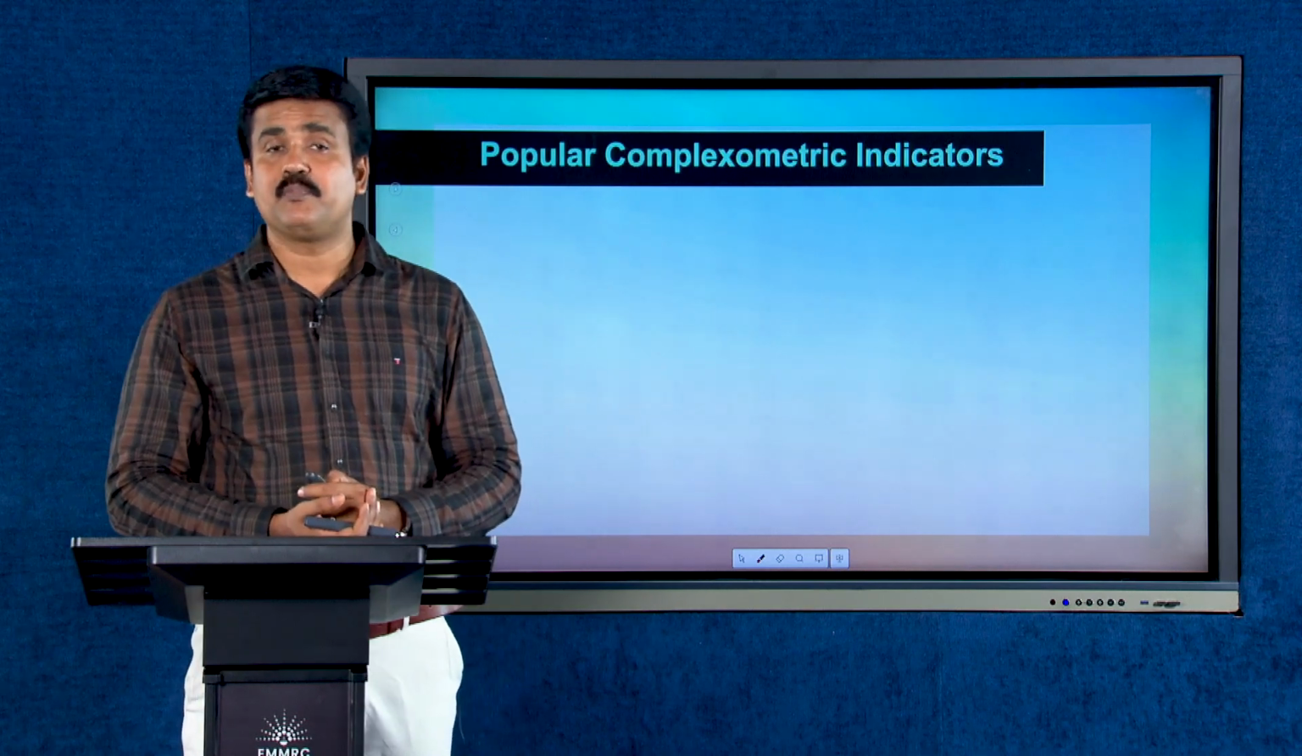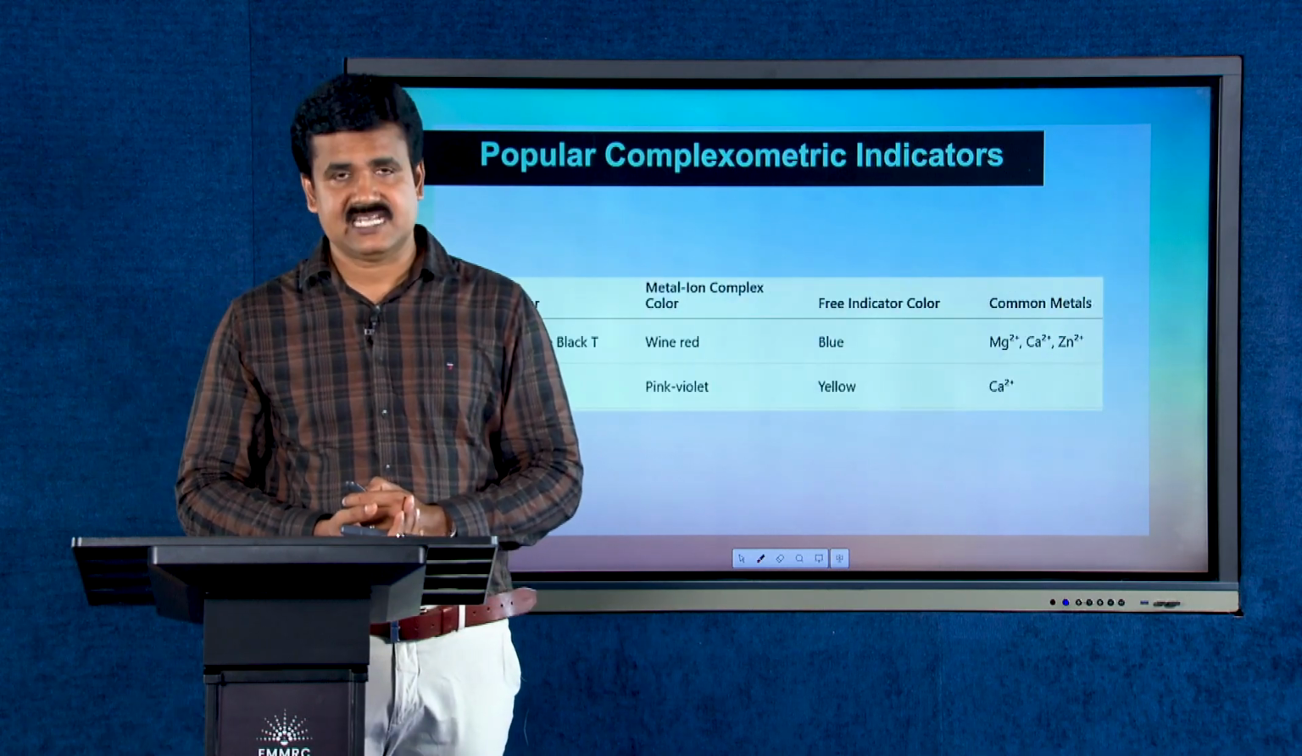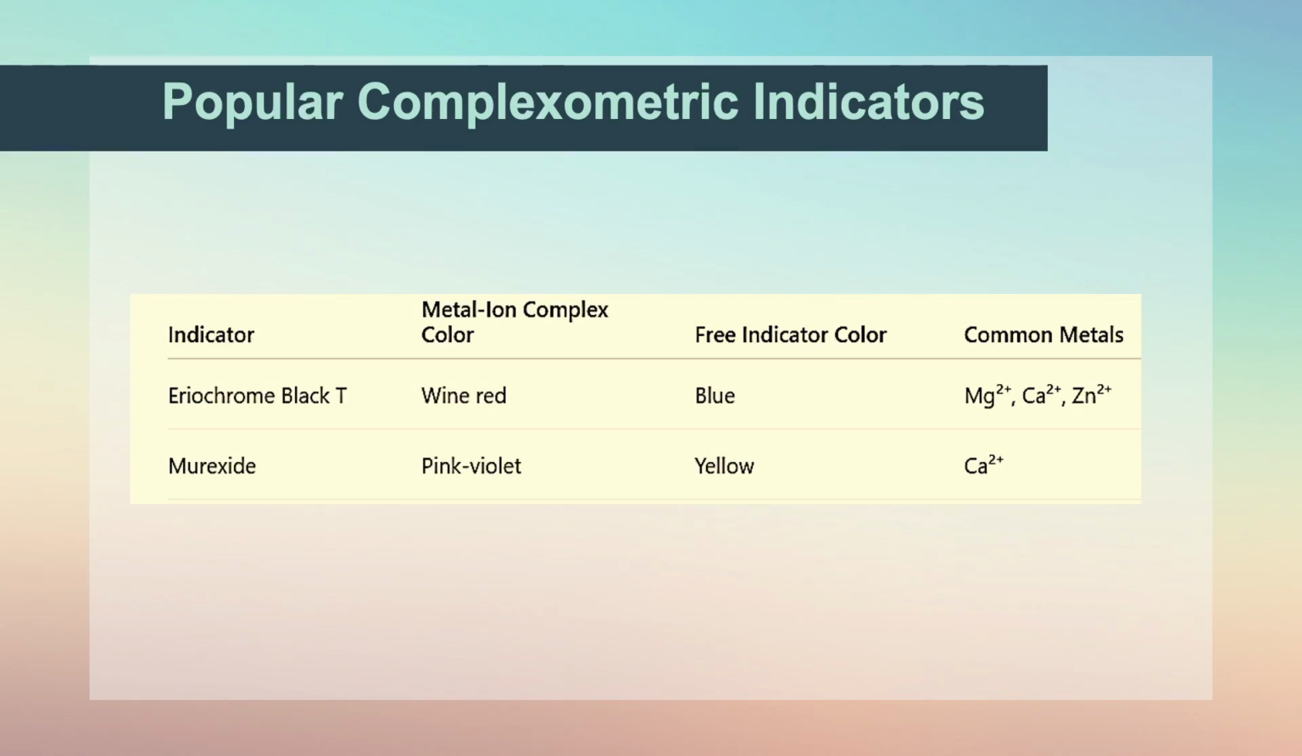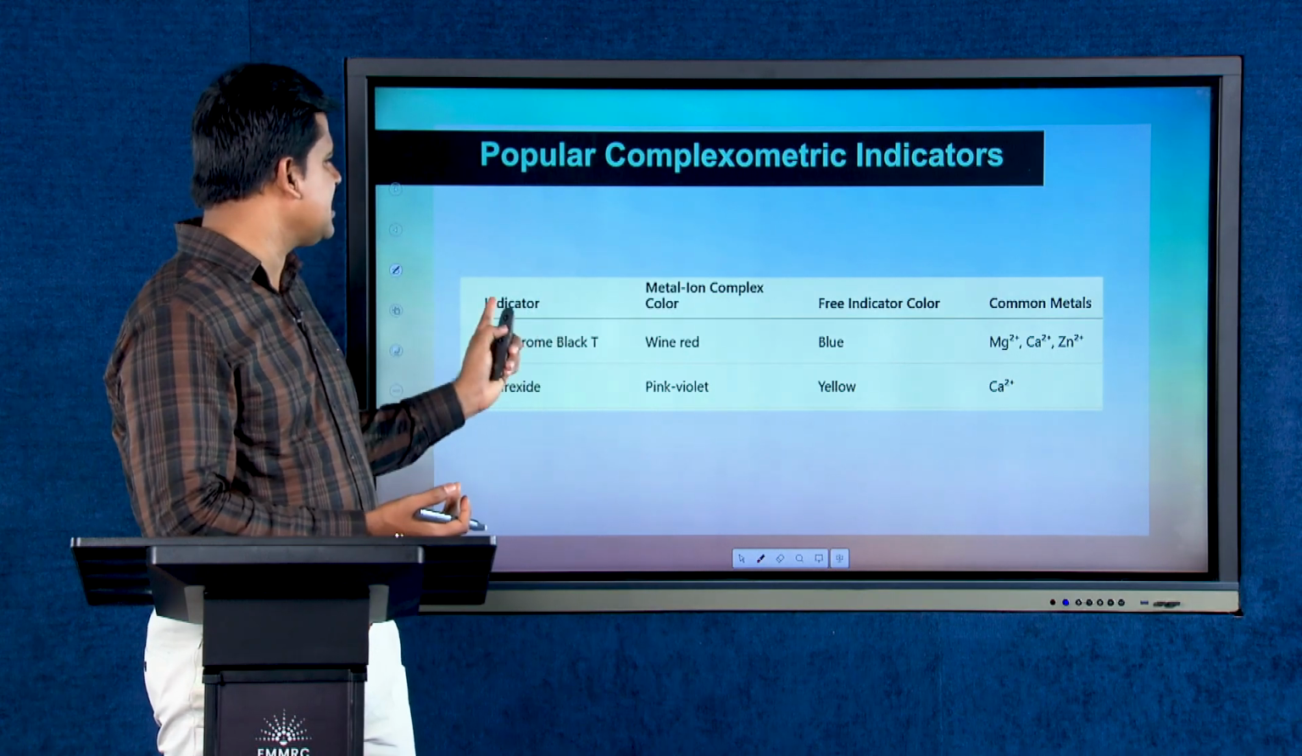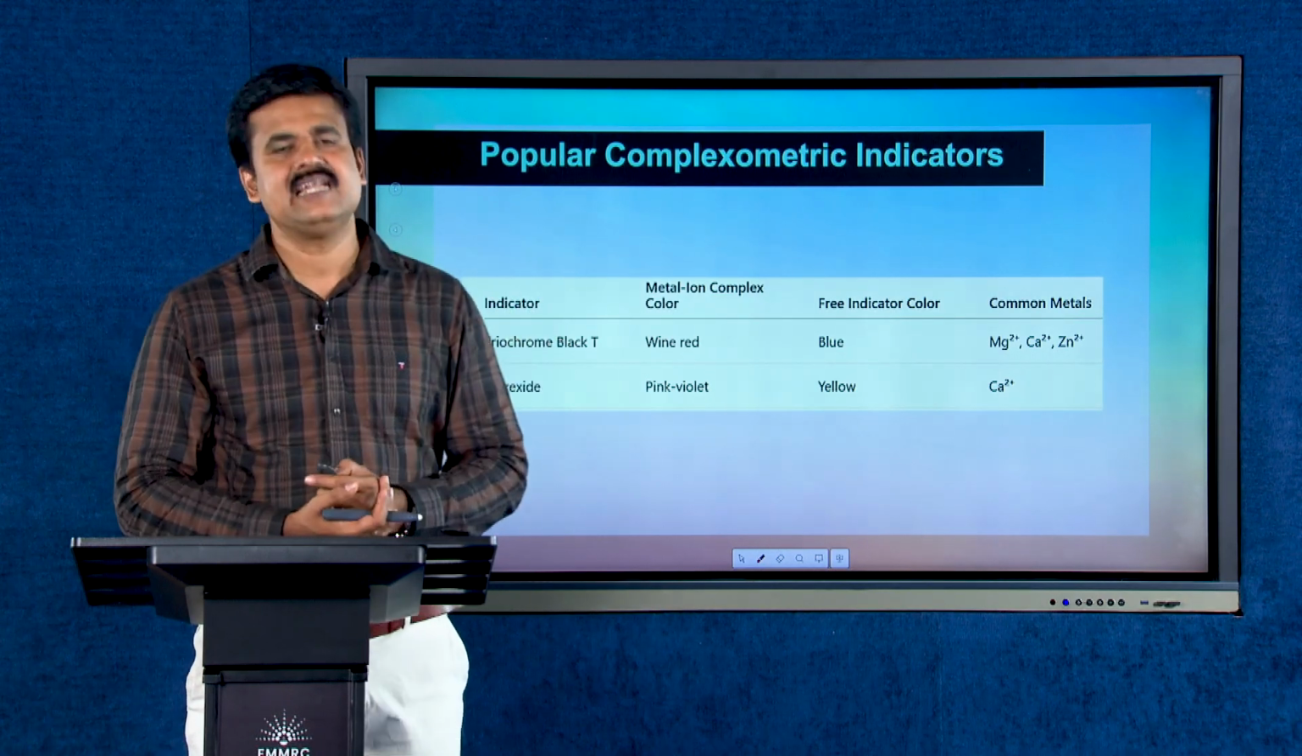Now, popular complexometric indicators. This is a list of popular complexometric indicators. There are enormous indicators, out of which I have selected 2 important indicators only. And these indicators are Eriochrome Black T and Murexide.